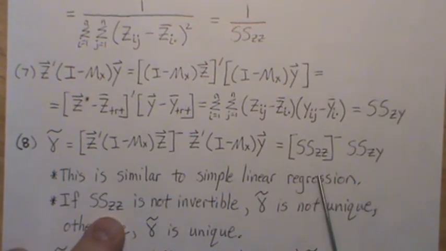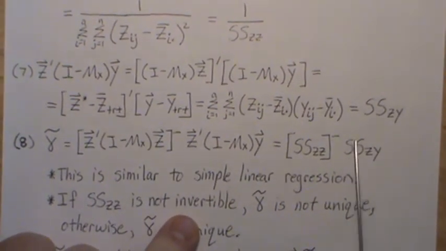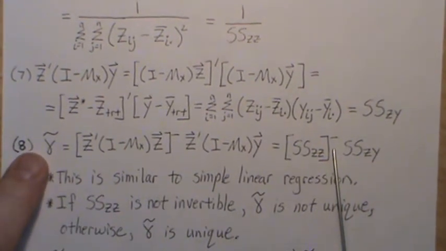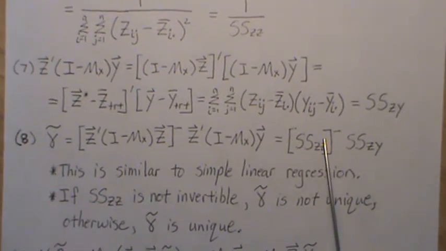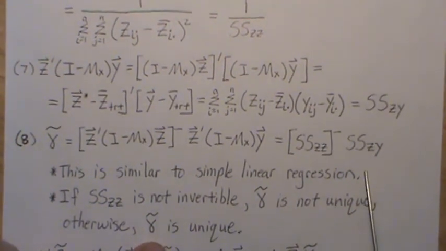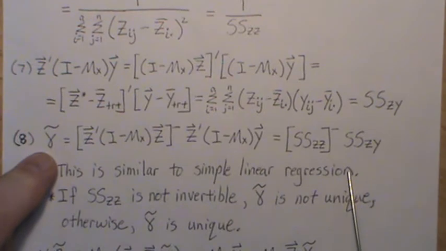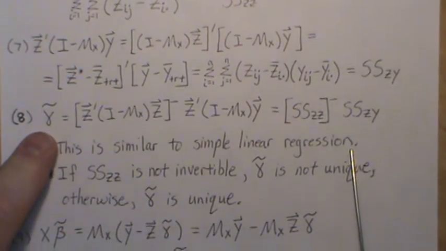Now, if SSZZ is not invertible, that means this is not unique, which says that the least squares estimates for gamma are not unique. But if it's invertible, then you can divide by it, and it creates a unique estimate for the least squares estimates. And actually in the R software, we illustrate this, and it's actually quite cool, by the way.